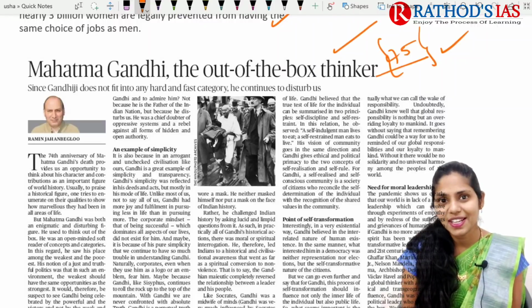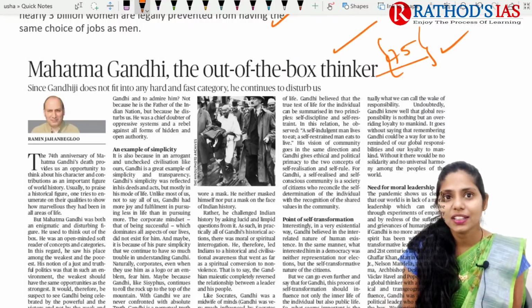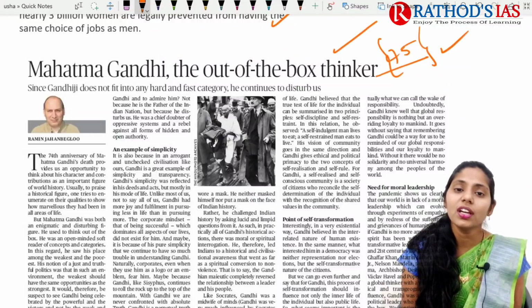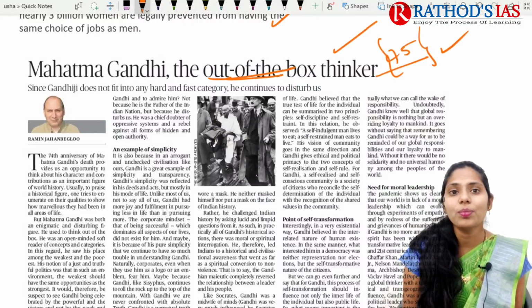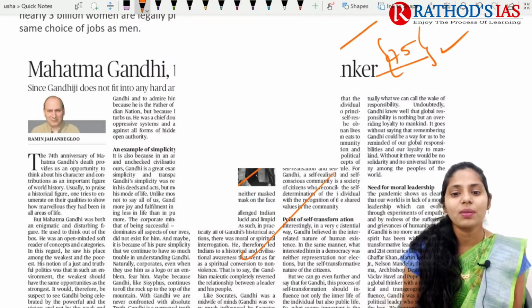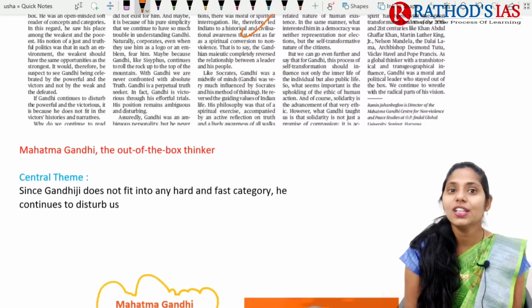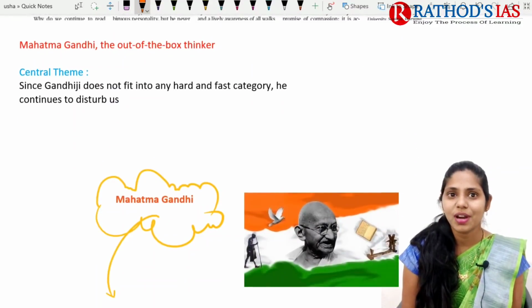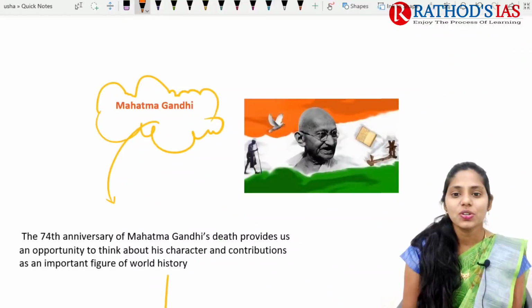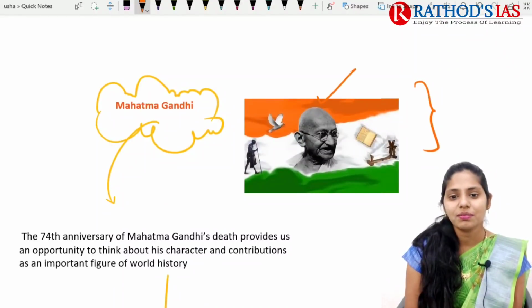So if you see the title, it mainly says Mahatma Gandhi, the out of the box thinker. So we are going to talk about some ideology of Mahatma Gandhi. This will be very important from our UPSC point of view. If you see this image, you can see our Mahatma Gandhi, father of the nation, right?